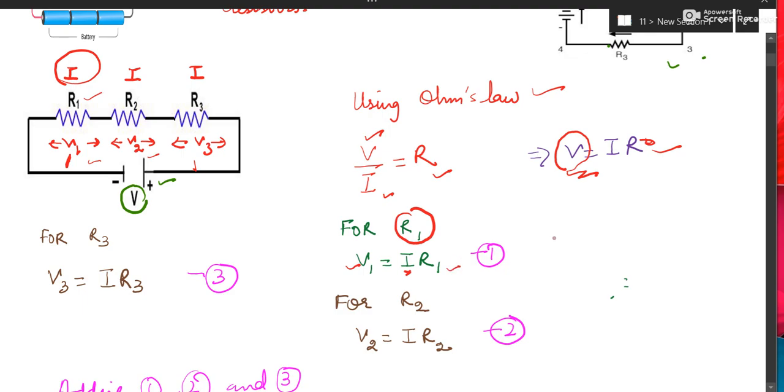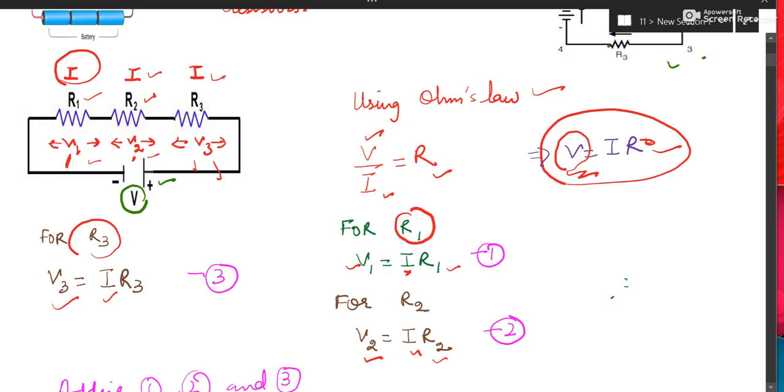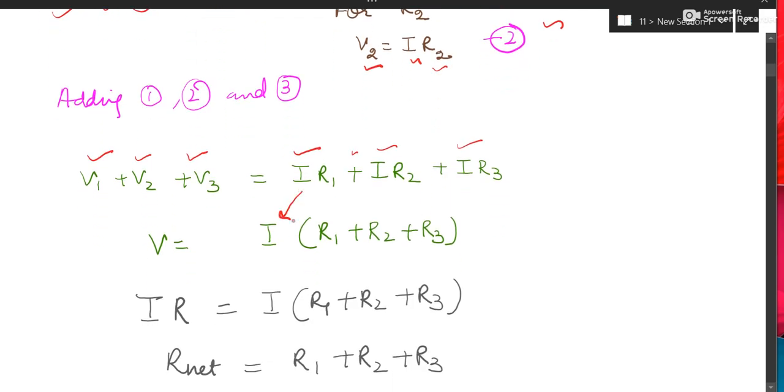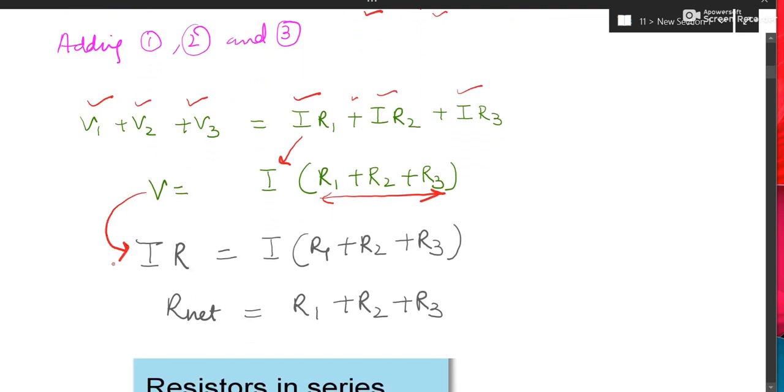For the second, look at the second: it is V2, R2 and I. So I have written V2 is equal to I R2. Now the third. For the third, V is V3, I is I, the current is the same, and R3 is R3. Now these are three equations: equation number 1, equation number 2 and equation number 3. We'll add these. When we add these, the left hand side will give you V1 plus V2 plus V3 and the right hand side will give you IR1 plus IR2 plus IR3. I you can take common, so this is left. Okay, and V can be written as IR, that you know from Ohm's law.